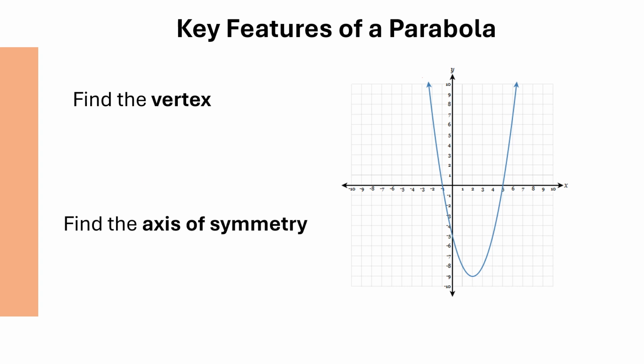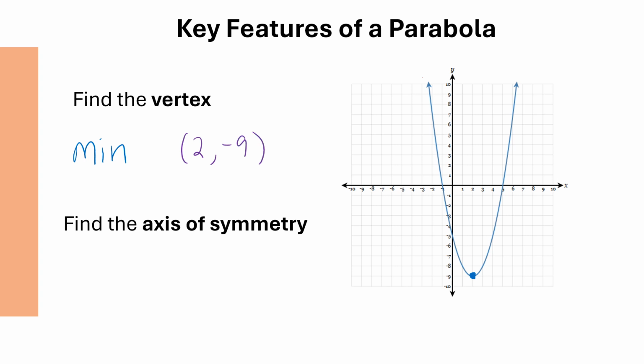The vertex of a parabola is either going to be the maximum or the minimum. Because our parabola opens up, it's going to have a minimum value. So find the minimum point of this parabola, which is right here, and you're going to go towards the x-axis to find the x value, and then go towards the y-axis to find the y value. So our vertex point has an x value of 2 and a y value of -9.